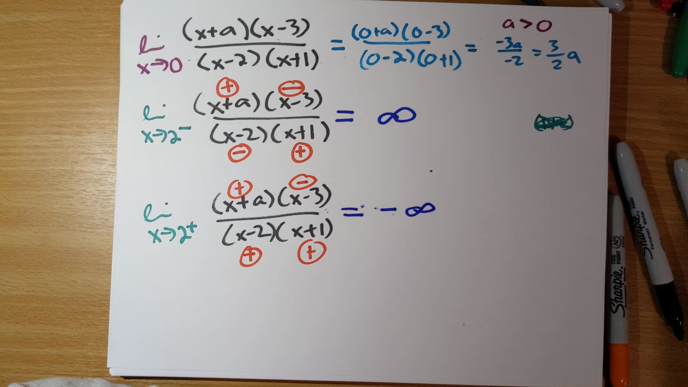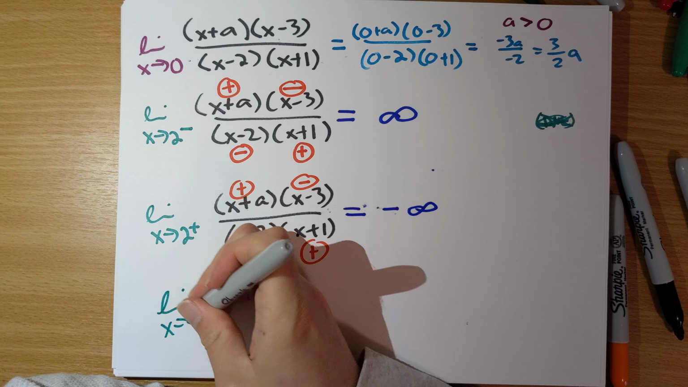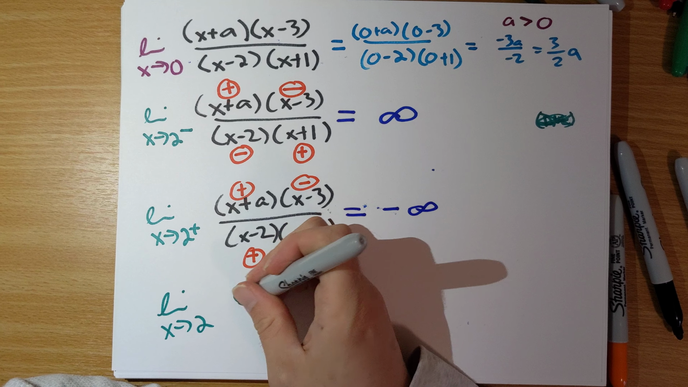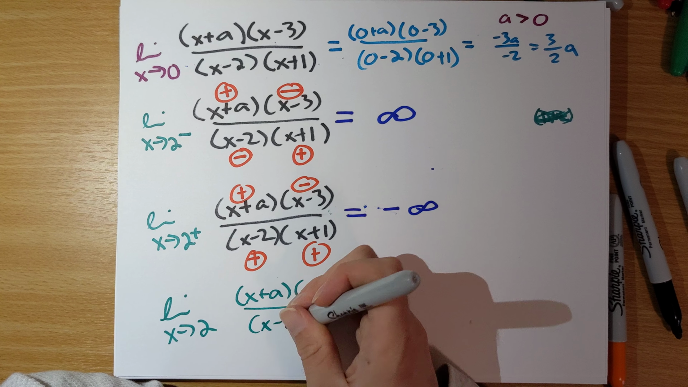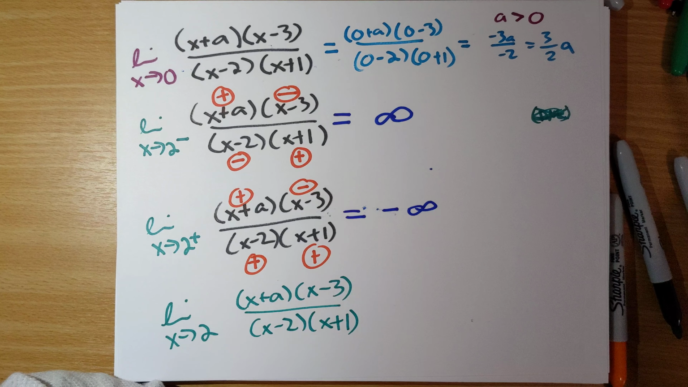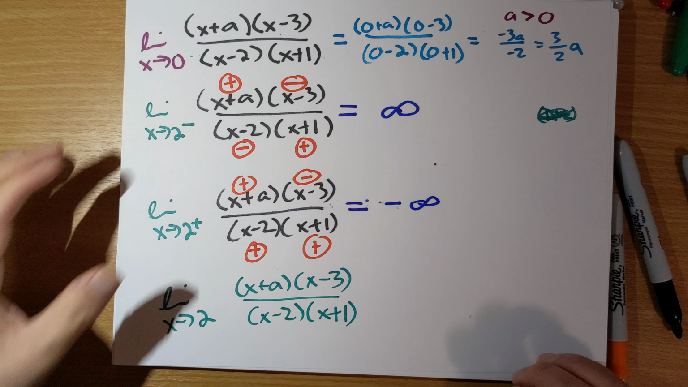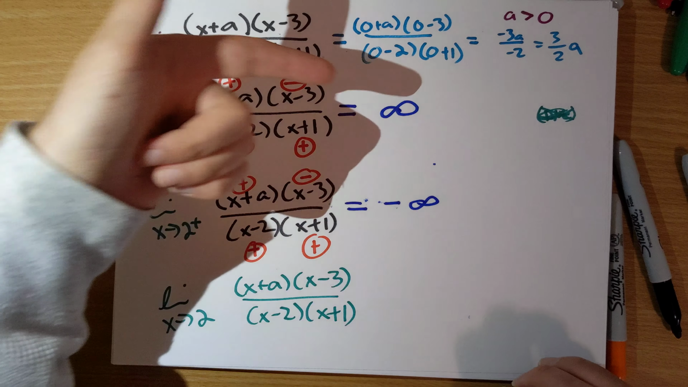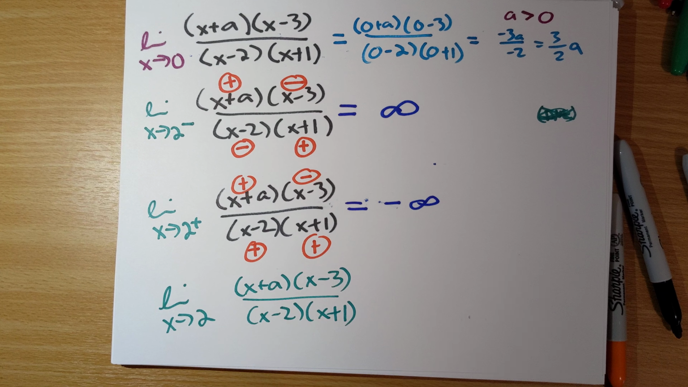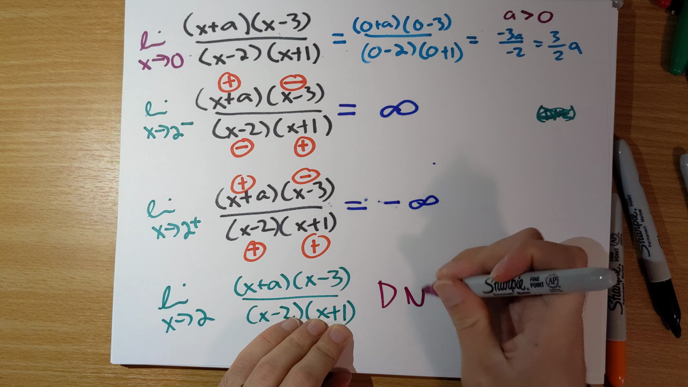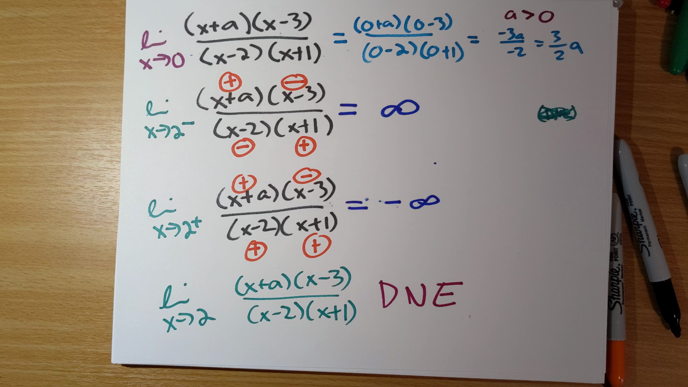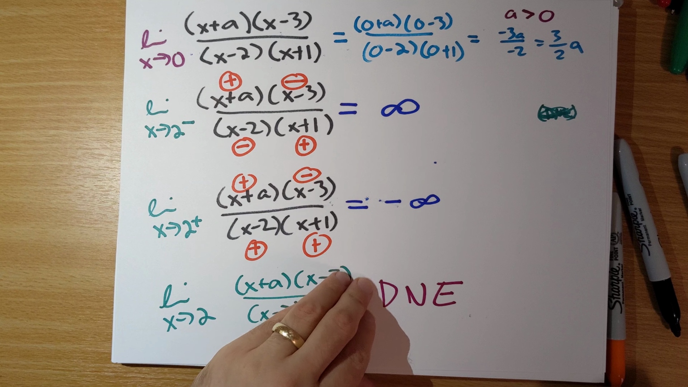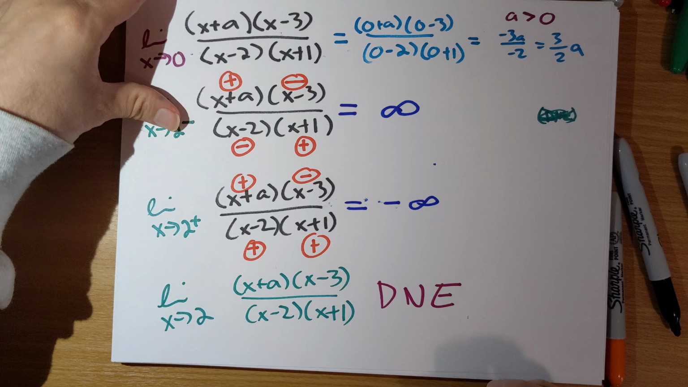And for part D, it says, what's the limit as x goes to 2 of x plus a times x minus 3 over x minus 2 times x plus 1? Well, that's the two one-sided limits here. One is infinity, one is negative infinity. Those do not agree. So the answer here is does not exist. Okay, so that is problem 15.